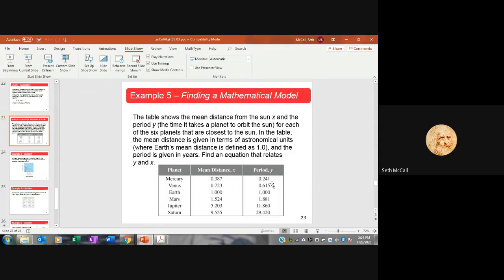Now, the period for Earth is 1 year. So for us, we are mean distance 1 away from the sun, and it takes us 1 year to go all the way around the sun and complete a cycle of seasons, right? On Venus, they're 0.7, so they're much closer to the sun.